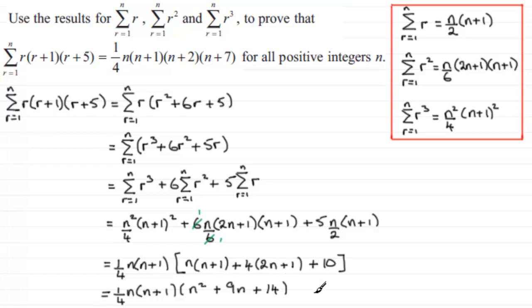And that factorizes further. We'll just put the first part down here, quarter n, n plus 1. But when it comes to factorizing the quadratic here, 2 brackets, and we find that it is n plus 2 and n plus 7. Expand that out and you've got n squared plus 9n plus 14. And that is what we had to show. Alright?